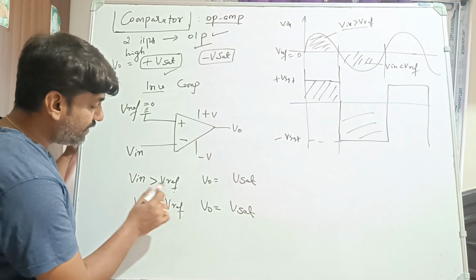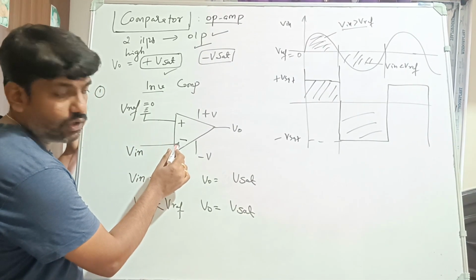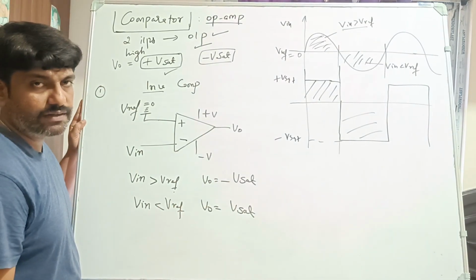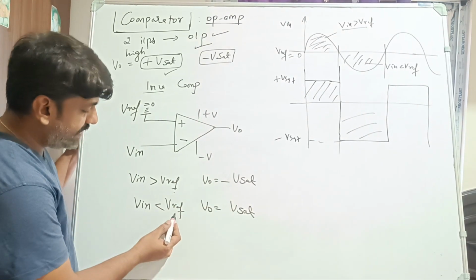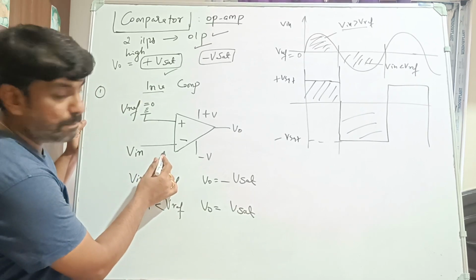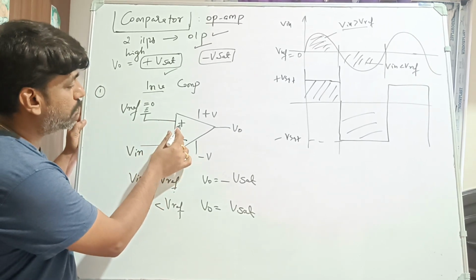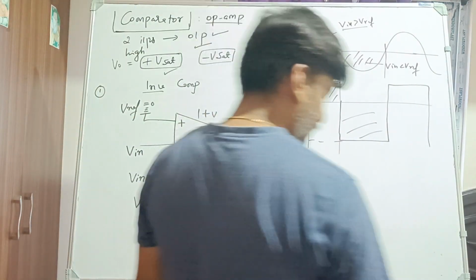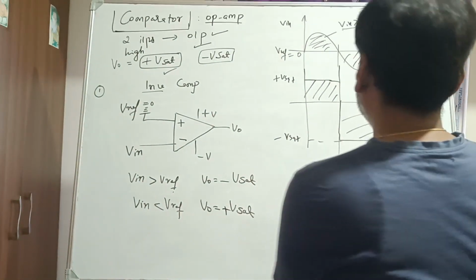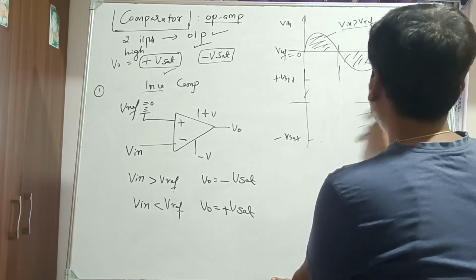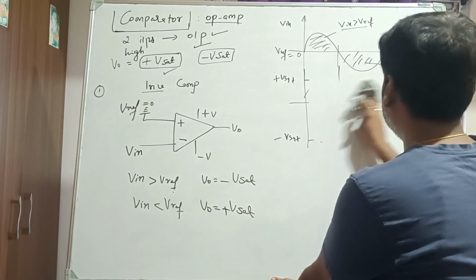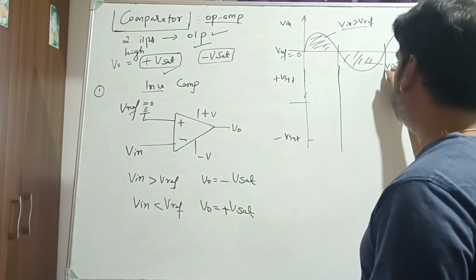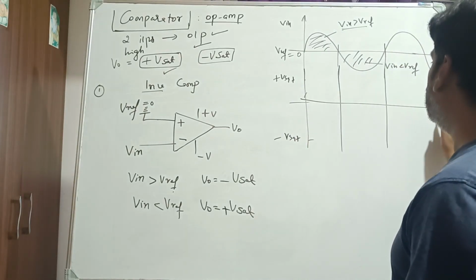So when Vin is greater than Vreference, negative is more. Negative is more means what is the output? Negative, minus Vsat. When Vin is less than Vreference, Vin is less compared to this, which is more; plus is more. So what is the output? Plus Vsat. So what is the type of output waveform you will get here now? You will get the output waveform which is opposite to the previous one. Here you can just observe what is going to happen now.